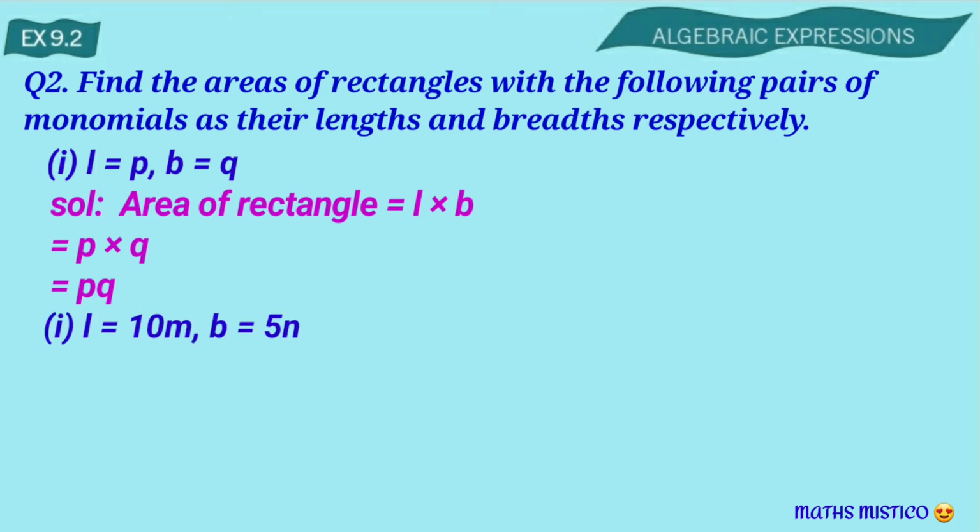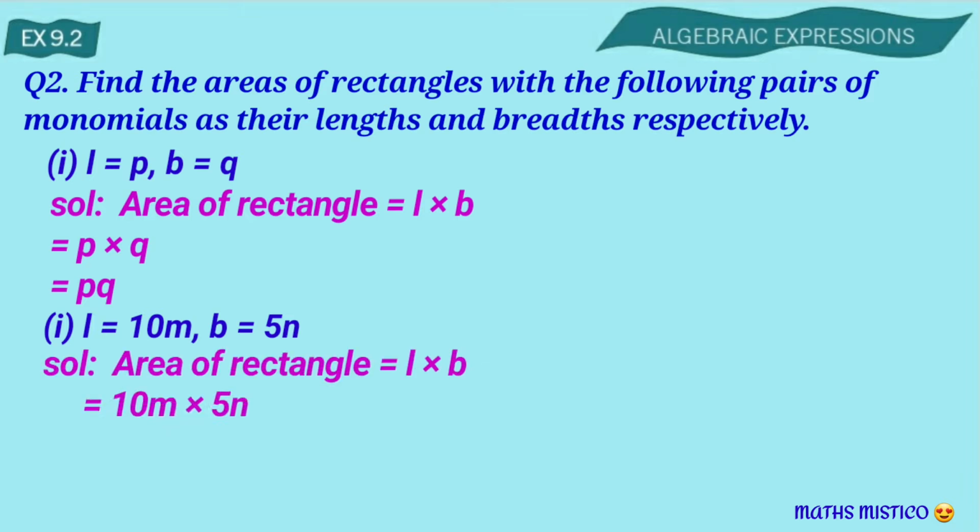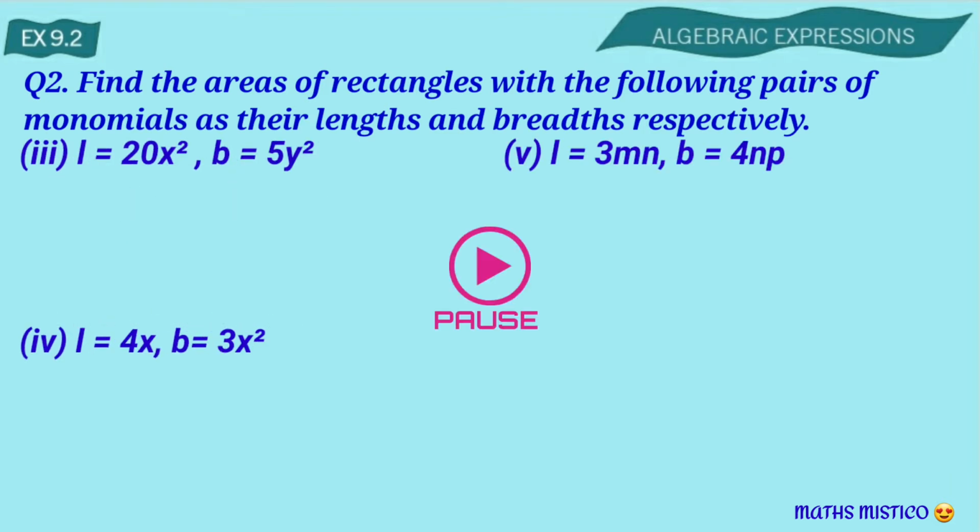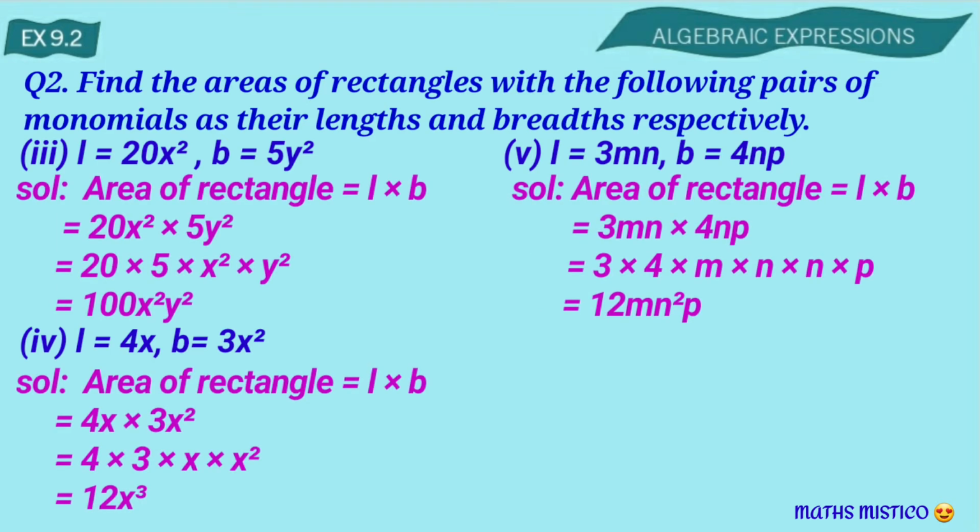In the second part, L is equal to 10m and B is equal to 5n. So the area will be 10 into 5 into m into n, which becomes 50 mn. Now try the remaining parts. I hope you were able to solve them easily. You can see these hints if you have any doubts.